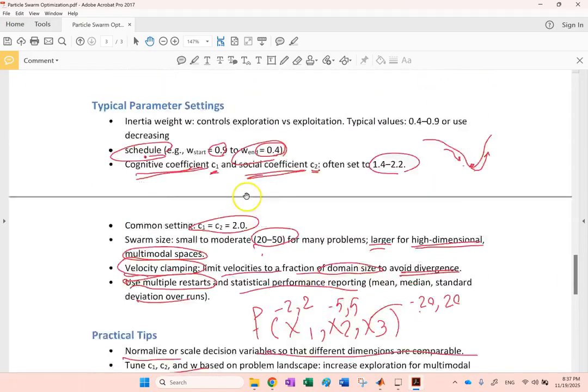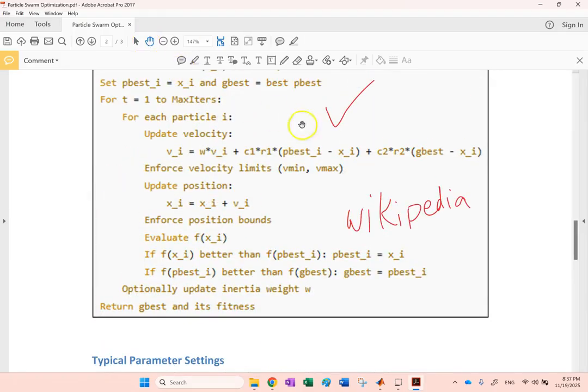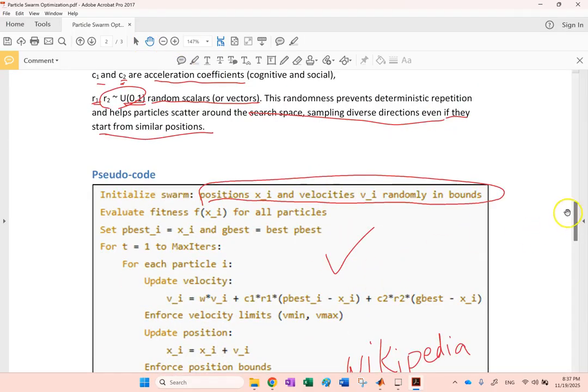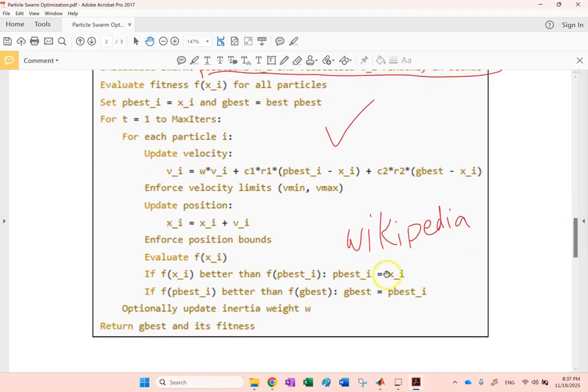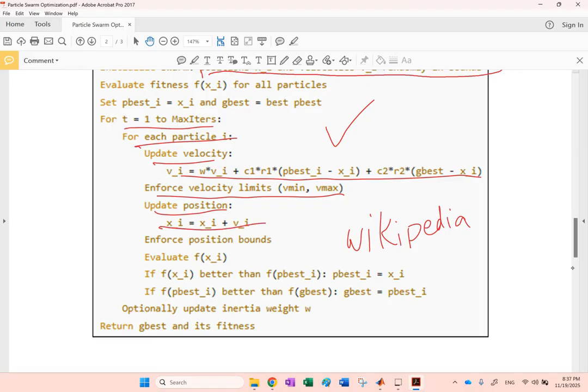Okay? So this is a brief overview of particle swarm, how it works, the update equation, and the pseudocode here. I want you to pay attention to this. For each particle, from t to the max number of iterations, first you update the velocity. You clamp the velocity to make sure it doesn't go out of bounds. You update the position. You make sure that the new position you get for the particle is within the search region.